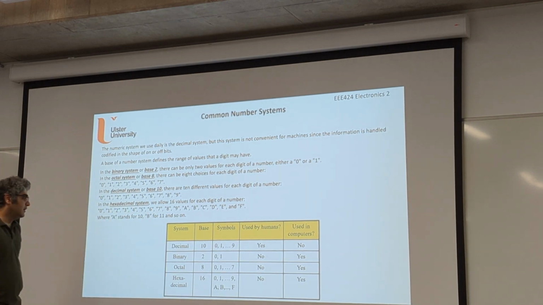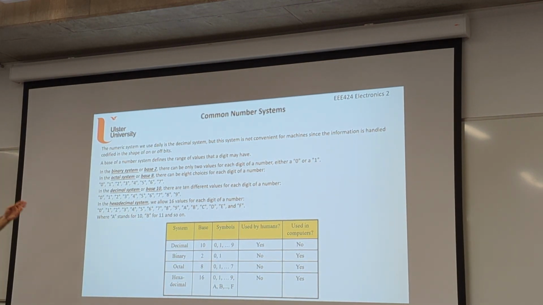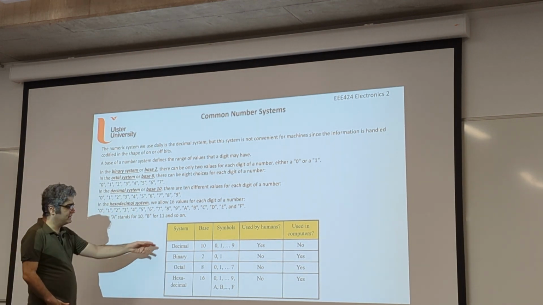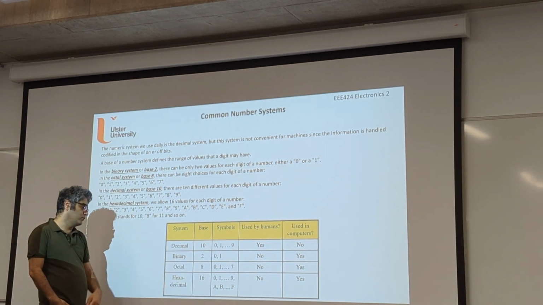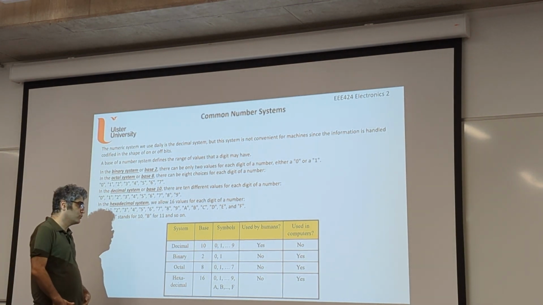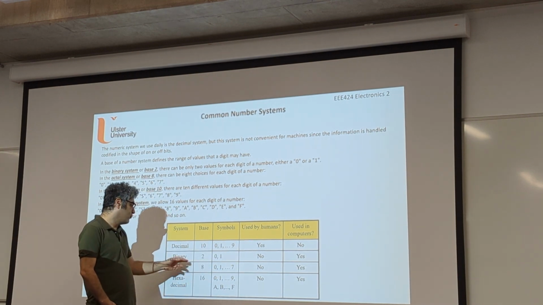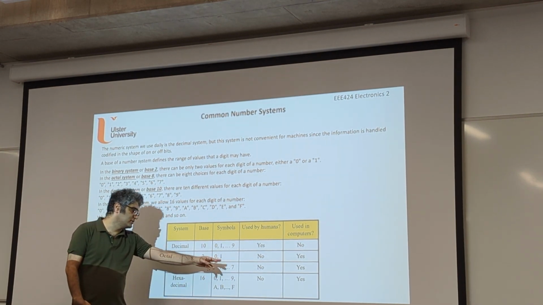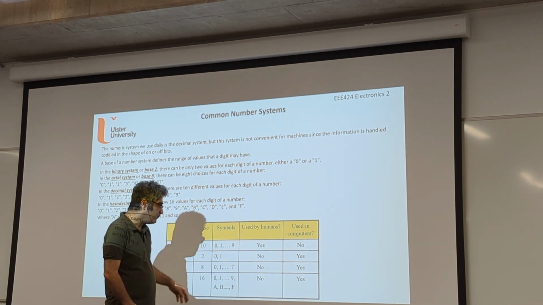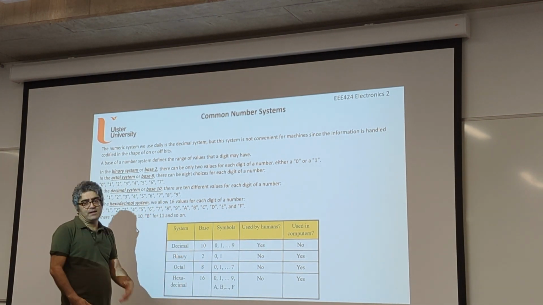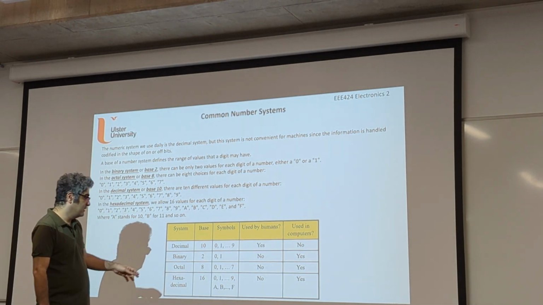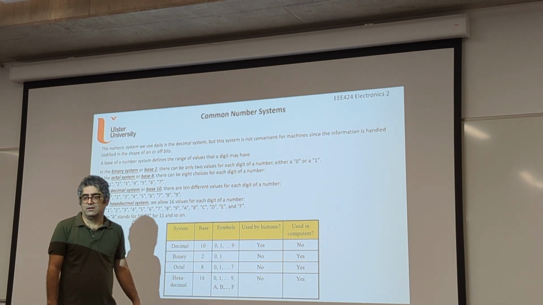Perfect. So as you see here, we have 4 systems as a summary: decimal, binary, octal, hexadecimal. The base of decimal is 10, binary is 2, octal is 8, and hexadecimal is 16. The symbols we use for the digits are 0 to 9 in decimal, 0 and 1 in binary, 0 to 7 in octal, and 0 to 9 and then A, B, C, D, E, F in hexadecimal. Which of them is used by humans? Only decimal. And which of them is used in computers? Binary, octal, or hexadecimal, depending on the application.